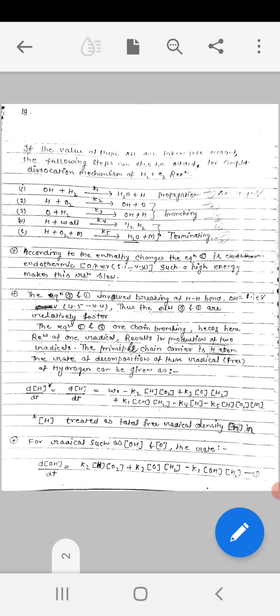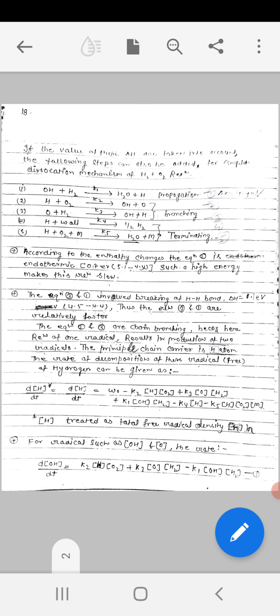In the next step, this is also possible: an oxygen molecule and a hydrogen atom collide with a third entity M present in the system, and with rate constant K5, it is converted into water, and M is regenerated. These fourth and fifth steps are known as chain terminating steps.